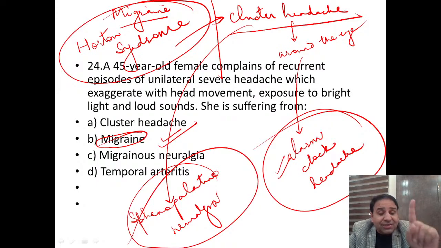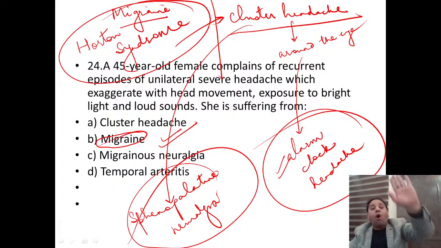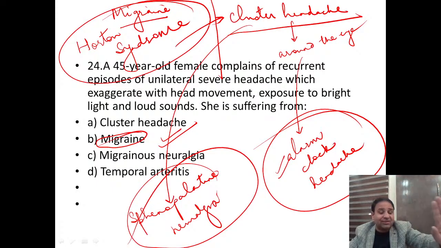Now, Horner syndrome is different and Horton syndrome is different. Horner syndrome is when there is ptosis, miosis, anhidrosis, right? So that is Horner's. Horton syndrome, if someone is asking, the answer is cluster headache, sphenopalatine neuralgia.